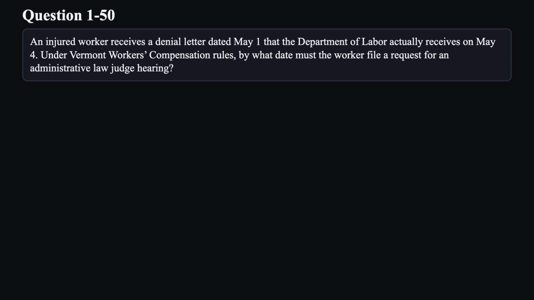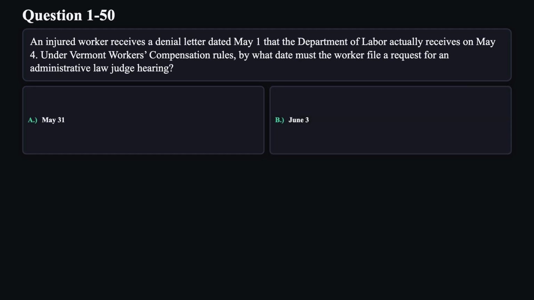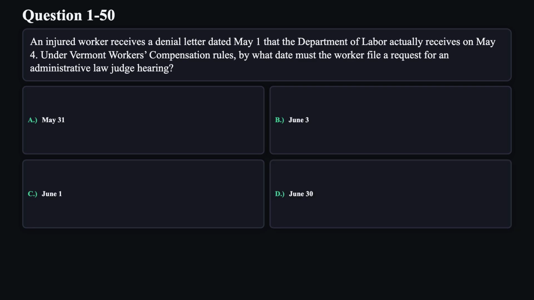Under Vermont workers' compensation rules, by what date must the worker file a request for an administrative law judge hearing? A. May 31st. B. June 3rd. C. June 1st. D. June 30th.